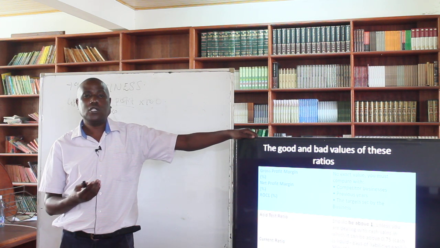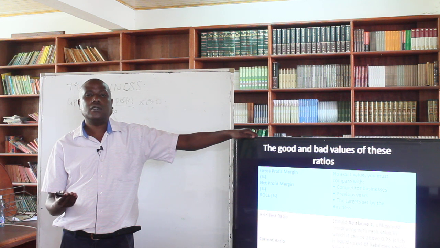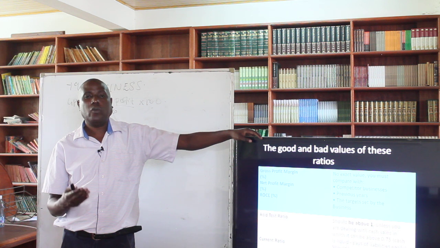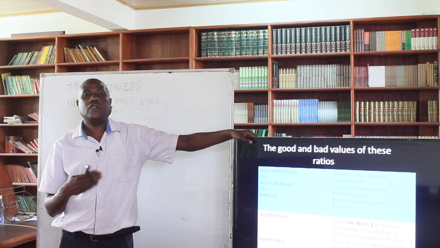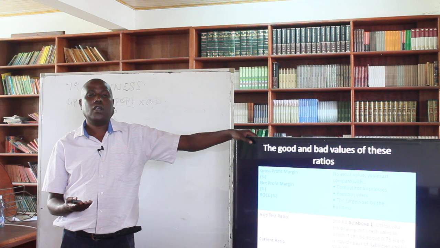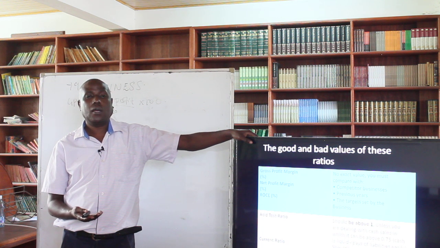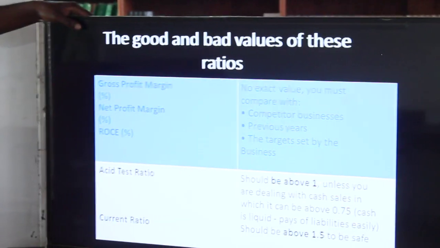Then you can look at the good and the bad values of these ratios. For example, the gross profit margin percentage: there is no exact value. You must compare with competitors, other businesses. You have to compare with the previous years, and you have to compare with the target set by the business. Then the net profit margin percentage, or the rate of return on capital investment as a percentage, also you can look at the good and the bad.